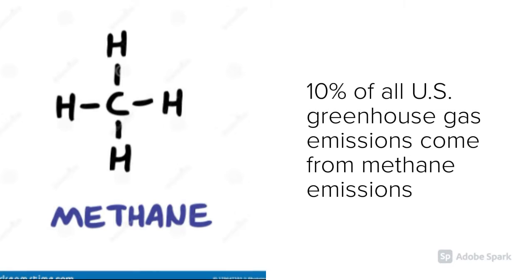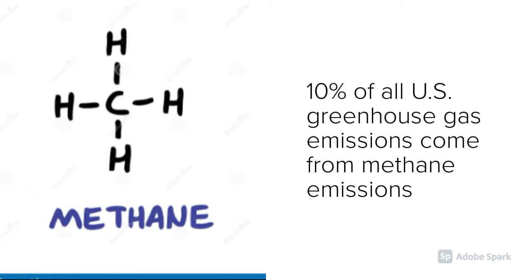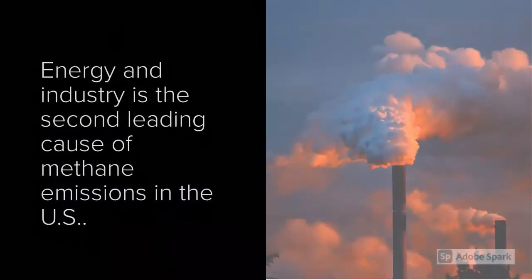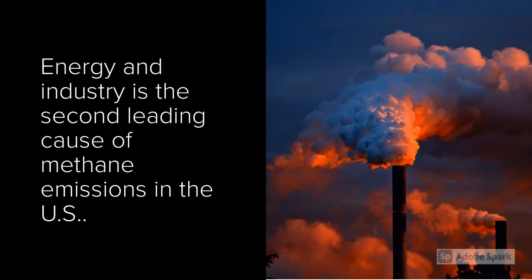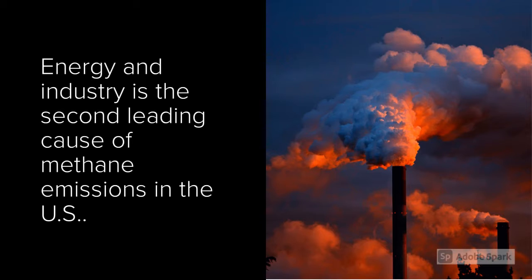Methane accounted for around 10% of all U.S. greenhouse gas emissions from human activity in 2019. Methane is emitted from energy, and the biggest sources of methane emissions are from industry, energy, agriculture, waste management activities, and land use. Energy and industry is the second leading cause of methane emissions in the U.S. Methane is the primary component of natural gas. Methane is emitted into the atmosphere during the production, processing, storage, transmission, and distribution of natural gas, and the production, refinement, transportation, and storage of crude oil. Coal mining is also a source of methane emissions.